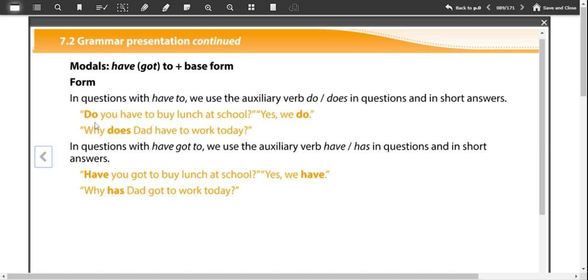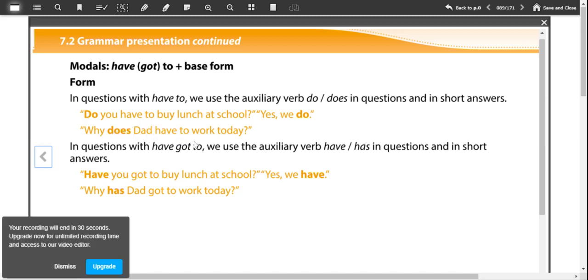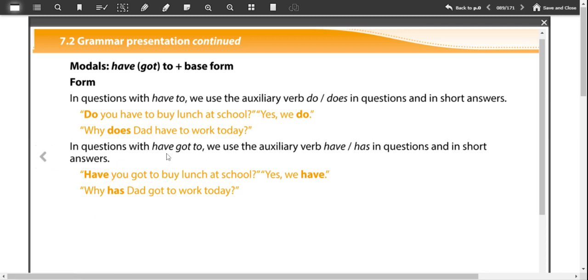So, for example, do you have to buy lunch at school? Yes, we do. Short answer. So we start with auxiliary do or does. Why does dad, because it's a he, have to go to work today? Okay. And then we also have that with questions with got to, we have to use have or has in the questions first and in the short answers. Have you got to buy lunch at school? Yes, we have. Okay, guys, so you can watch this video as many times as you need.